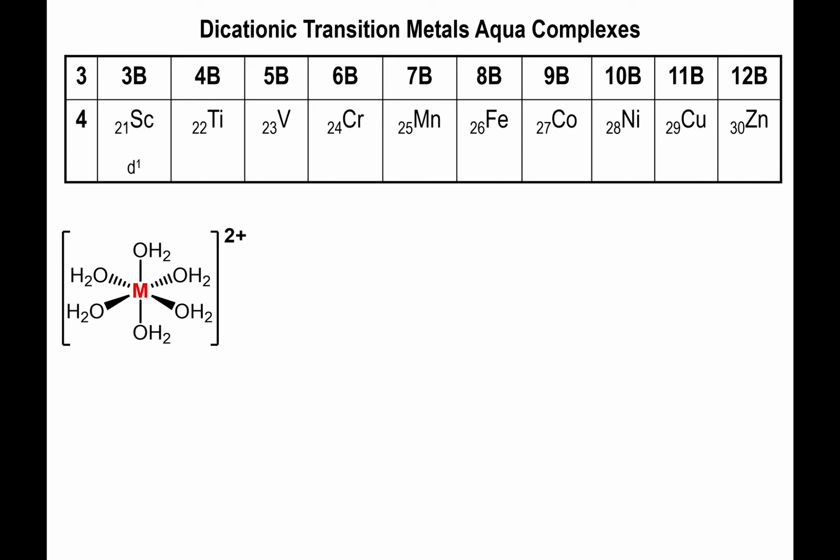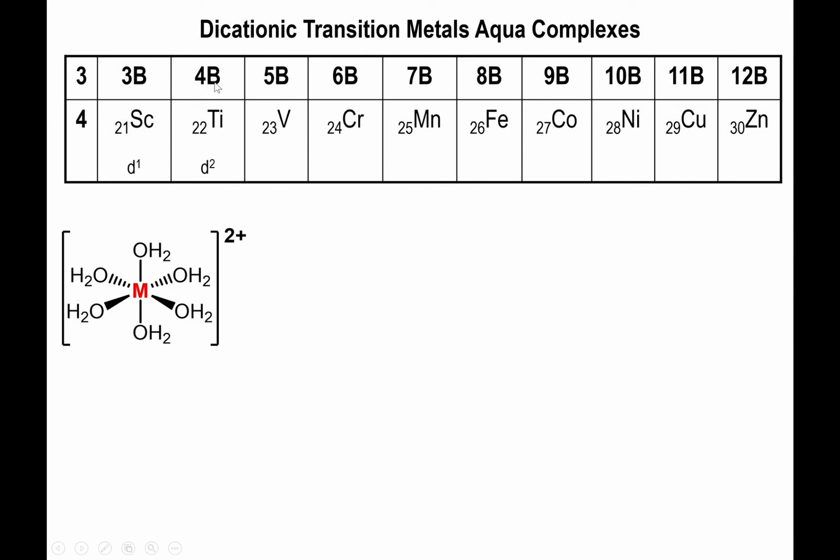So going with the 2+ charge for the metal, all you basically do is look at the group number for the transition metal and subtract the charge of the metal from this group number. And this is how you will obtain the d electron count for each one of the metals. So scandium is in group 3. If we're going to look at the 2+ ion, then 3 minus 2 tells us that we're going to end up with a single d orbital electron in scandium.